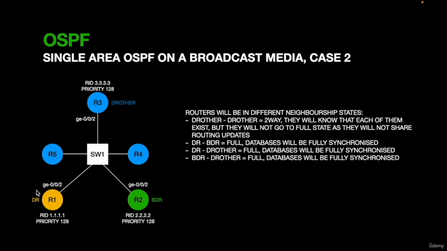Also the DR and BDR should always be in the full state because they should have the databases fully synchronized. A designated router and a router will also be in the full state because their databases should also be fully synchronized, and the backup designated router and routers are also in the full state. So only the router to router relationship is in a two-way state.